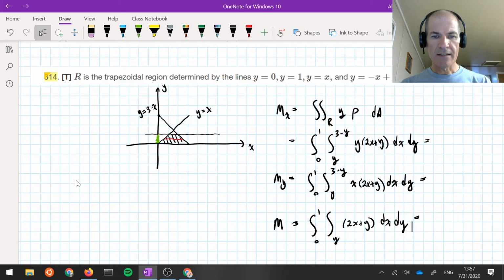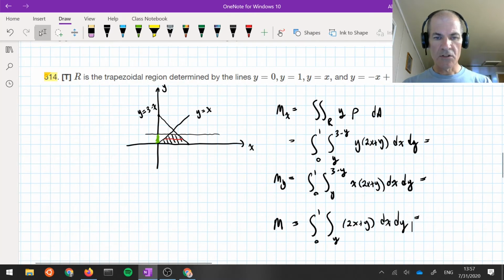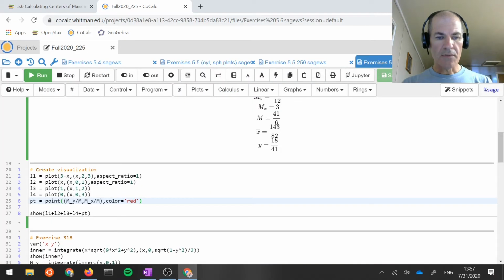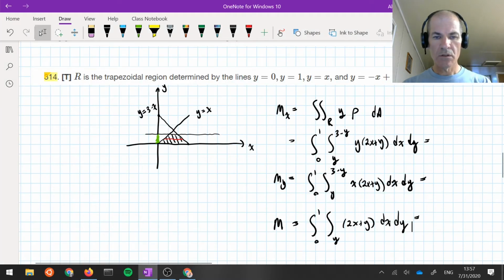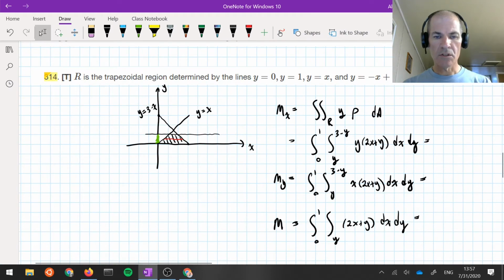Let me go back to the sketch here. So this is the function 3 minus x, and we're plotting it from 2 here to 3 here, because we only really want this little segment here. Similarly, we're plotting the function x from 0 to 1. So that's this function, but we only really want it from 0 to 1. Then we plot the top of the trapezoid, that's y equals 1 from 1 to 2. And then finally the bottom, which is y equals 0 over the entire x interval from 0 to 3.